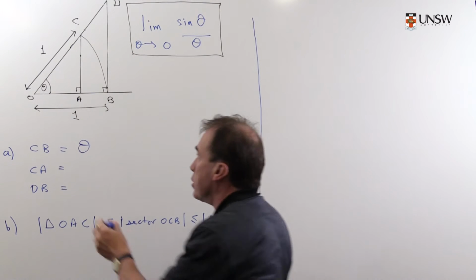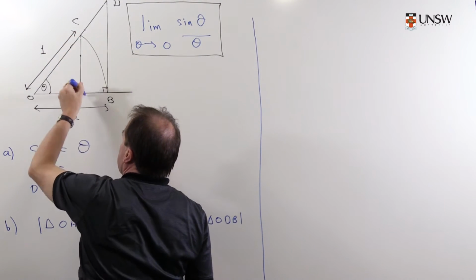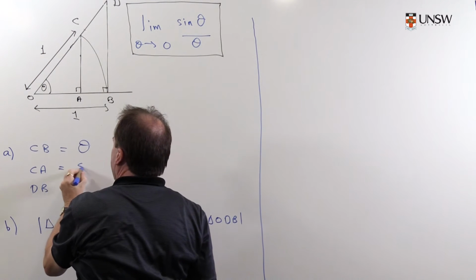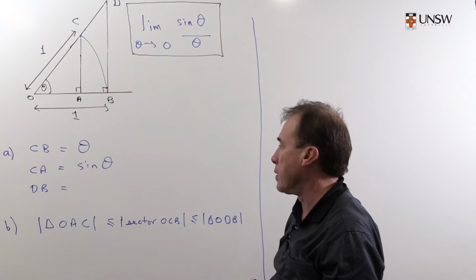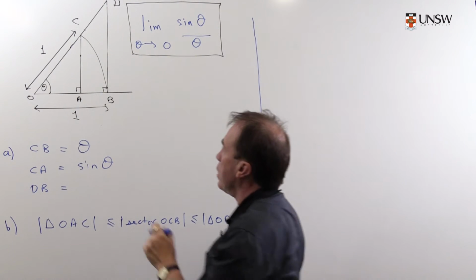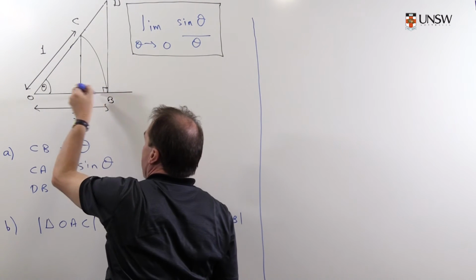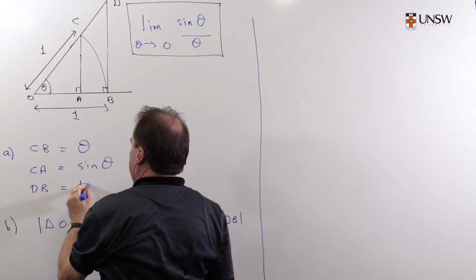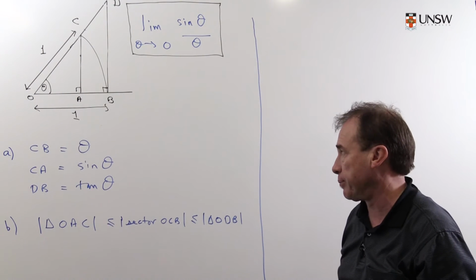CA, well, to do this one, I look in this triangle and I can see that this length CA over 1 is the sine of the angle. So CA is just sine theta. That's easy. And DB, well, I'm going to be looking in this big triangle now, and I can see that that over 1 will be the tangent of that angle. So I can write down those three expressions very easily.